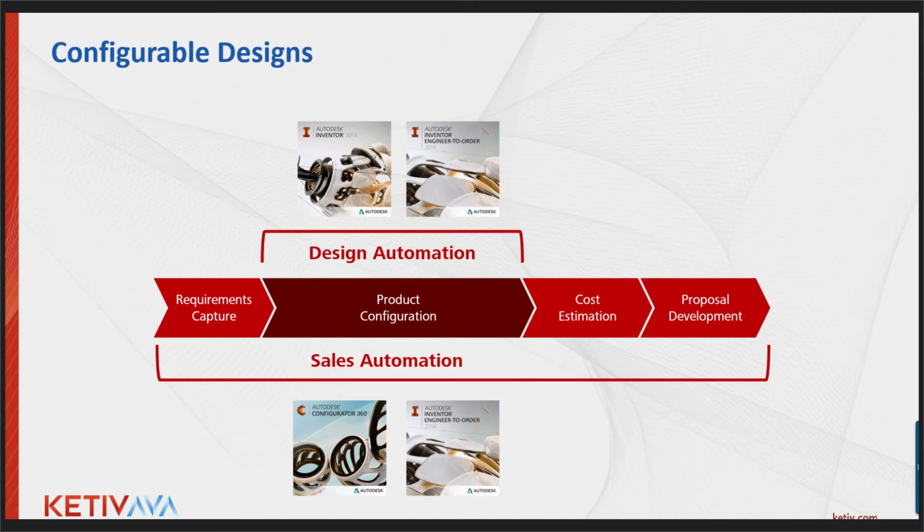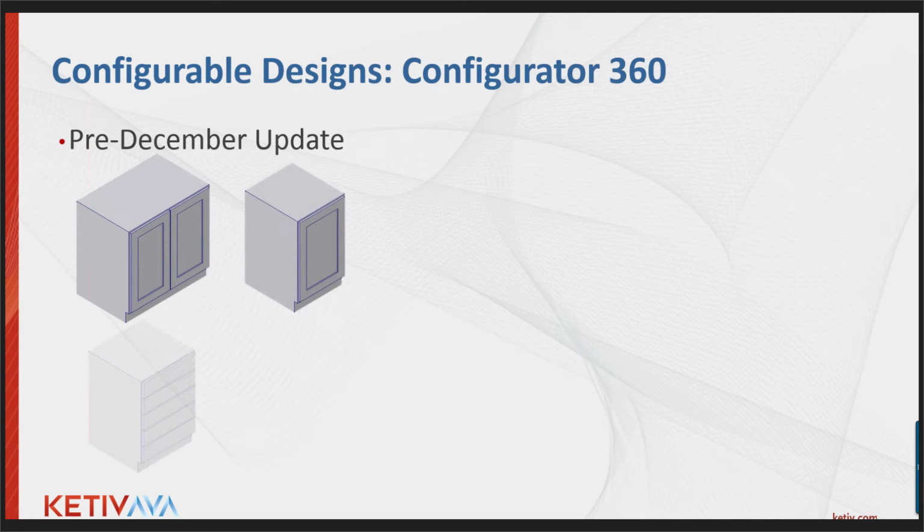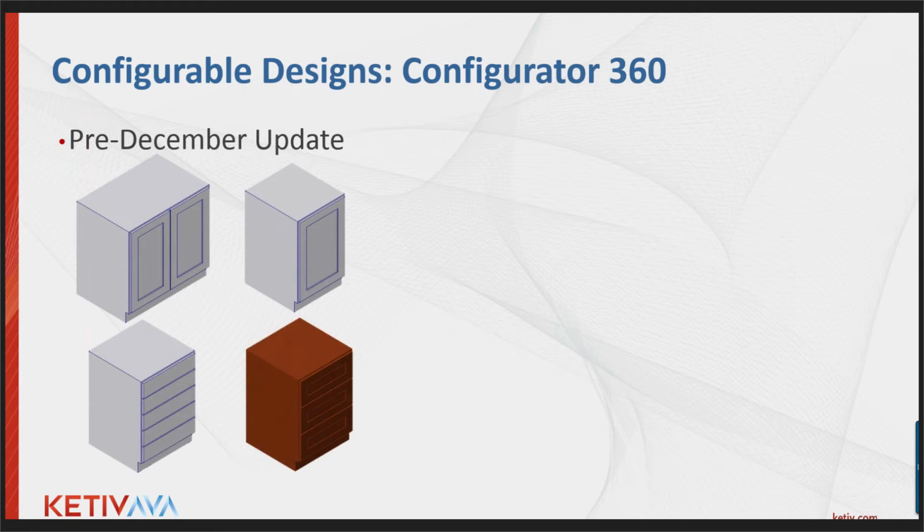That's really what Configurator 360 is allowing you to do. So if you're familiar with Configurator 360, prior to December, this is what we could do. We could only do it on a single project configuration. For example, the example we're using today is a kitchen cabinet space.